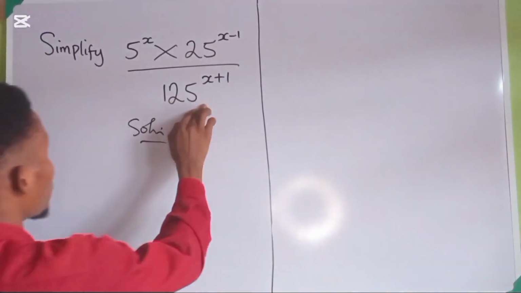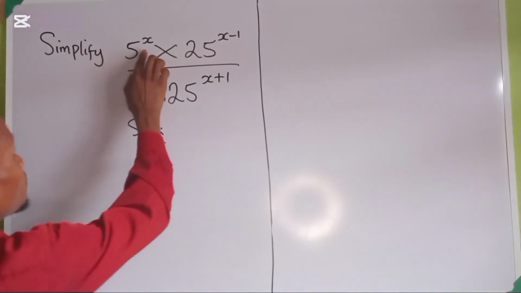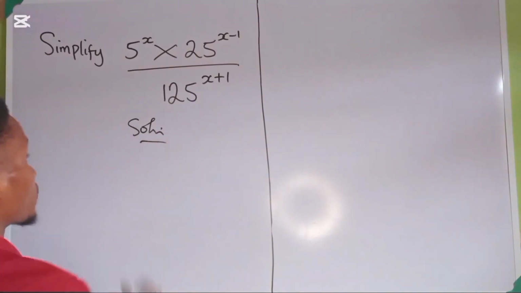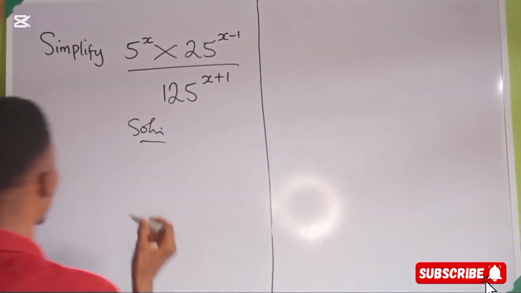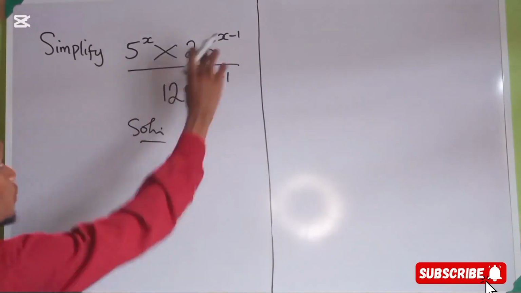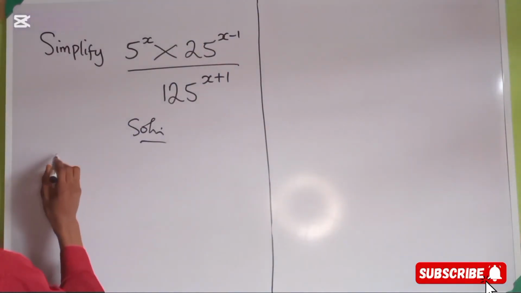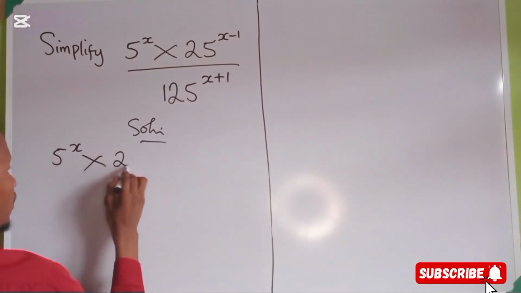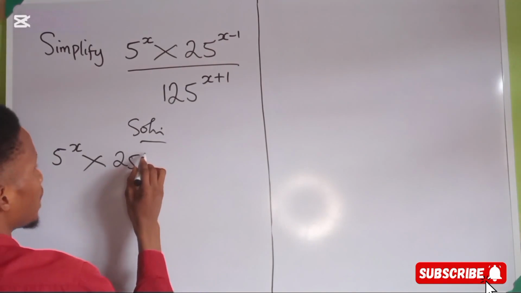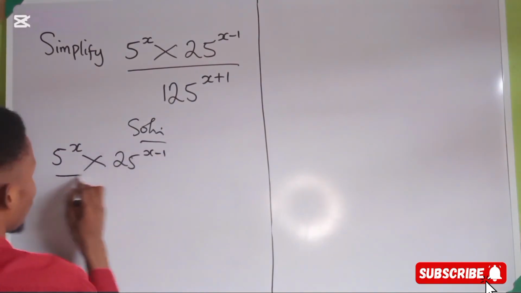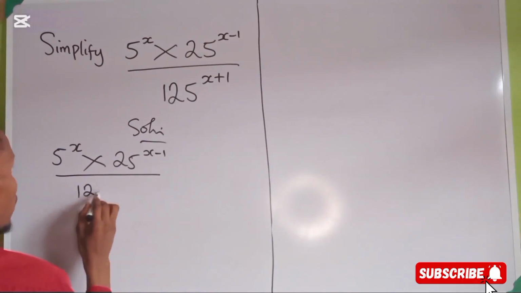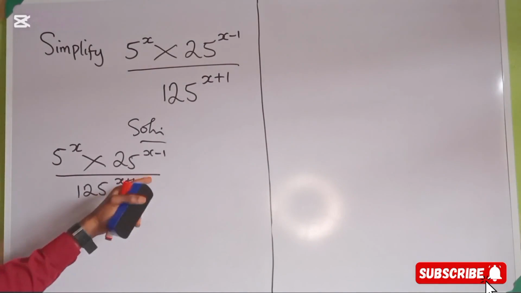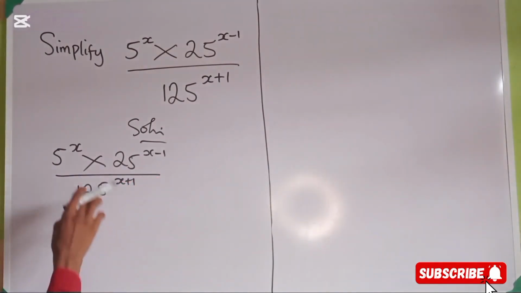So we're given this question to solve. We have 5 raised by this. If you are given something like this, what you do is to write solution. Then the next thing you do is to bring down what was given, which is 5 raised by x multiplied by 25 raised by x minus 1, divided by 125 raised by x plus 1.